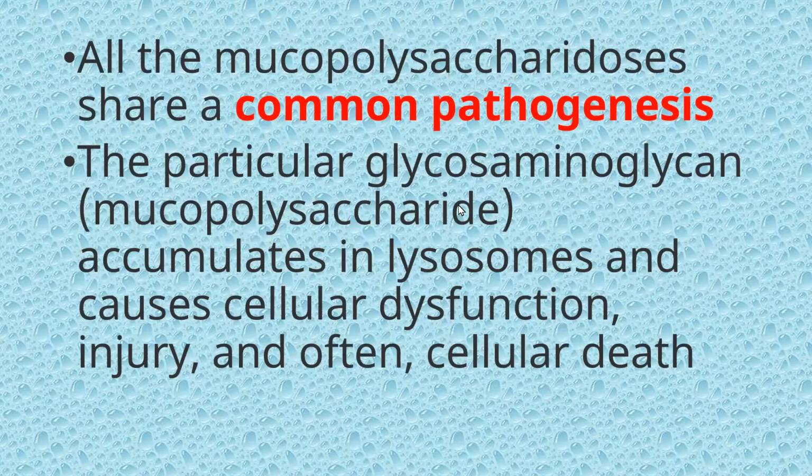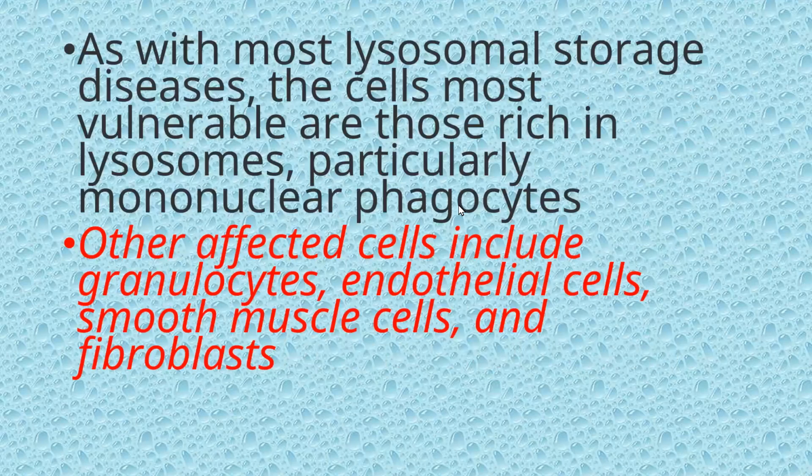All the mucopolysaccharidosis share a common pathogenesis. The particular glycosaminoglycan accumulates in lysosomes and causes cellular dysfunction, just as what occurs in Gaucher's disease, and often results in cellular death. As with most of the lysosomal storage diseases, the cells most vulnerable are those rich in lysosomes, particularly mononuclear phagocytes, macrophages. Other affected cells include the granulocytes, endothelial cells, smooth muscle cells, and fibroblasts.